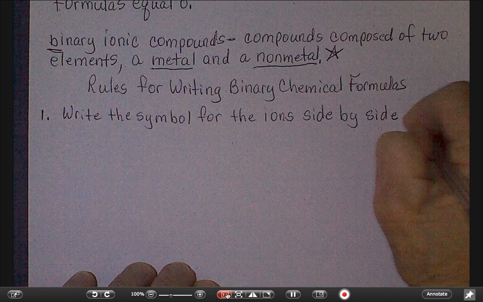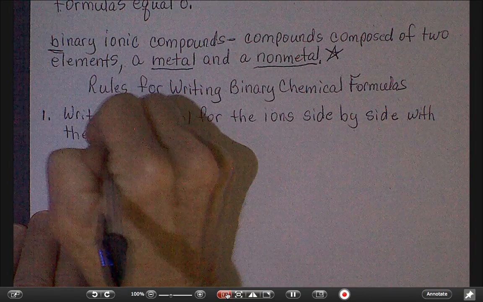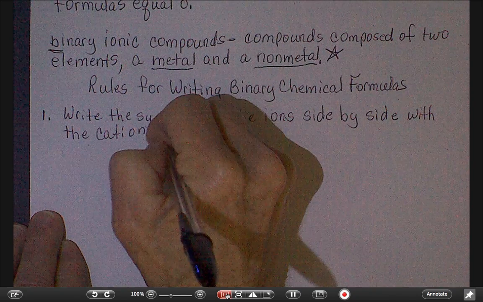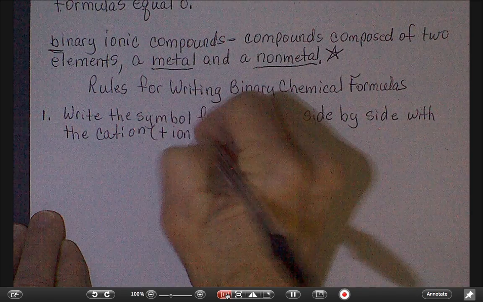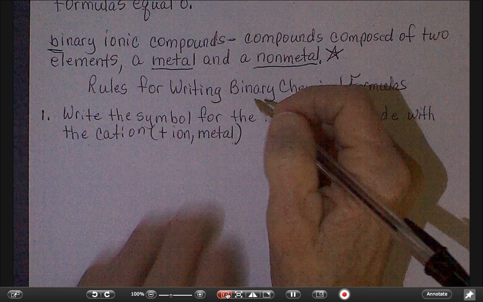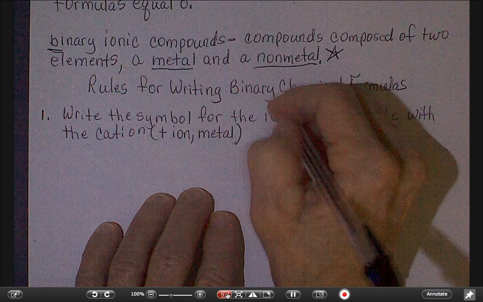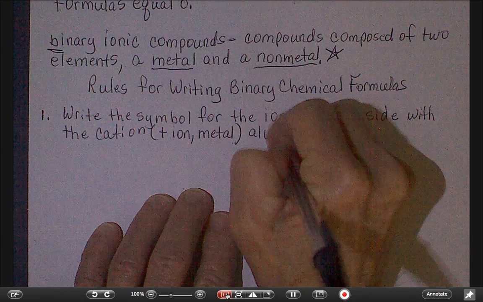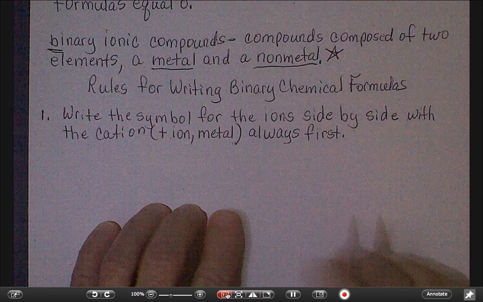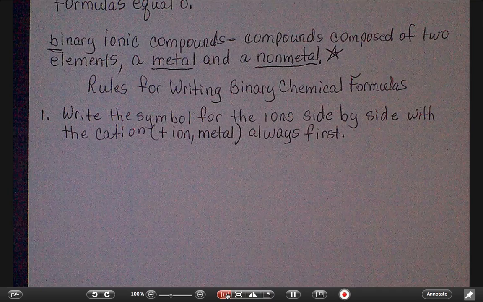With the cation, which again is the what ion? Which again is also a what? Metal. Remember, metals form positive ions. Okay? Always first. So what does that mean? The nonmetal anion is always bringing up the rear on the back side. Okay?